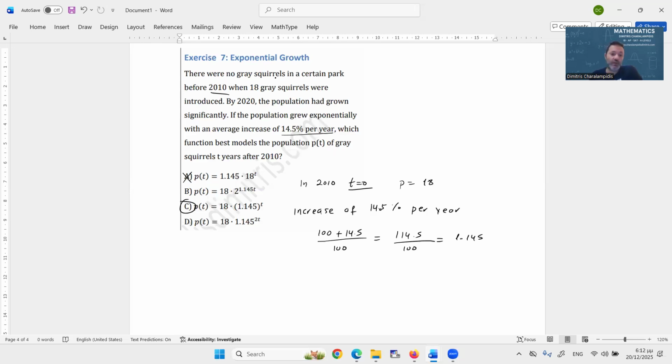We should ignore D because D has a different exponent. T stands for years, and we know that each year, not each semester or every 2 years, but each year we have that growth. So C is the only option that combines all given info.